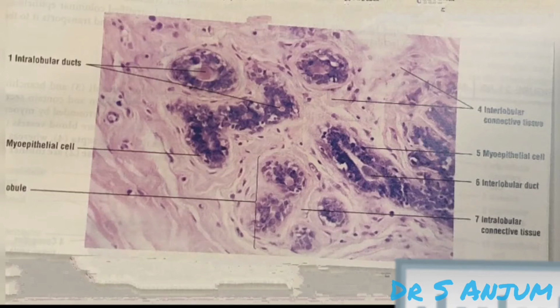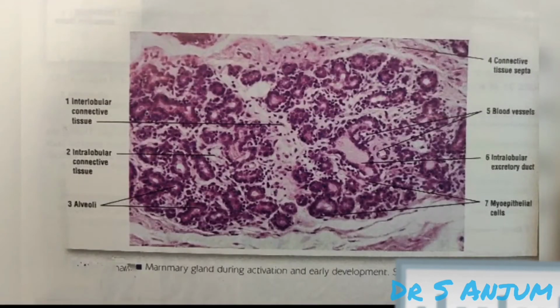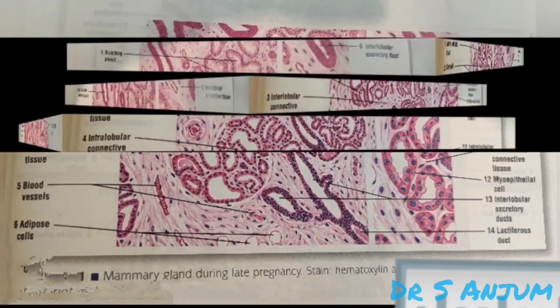In the lactating stage, the lobule is filled with alveoli, which are compactly arranged. The alveoli are lined by simple columnar secretory epithelium and are associated with myoepithelial cells. The lumen contains material which appears vacuolated due to the presence of fat droplets.